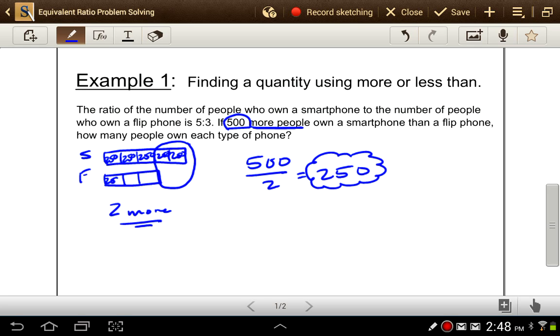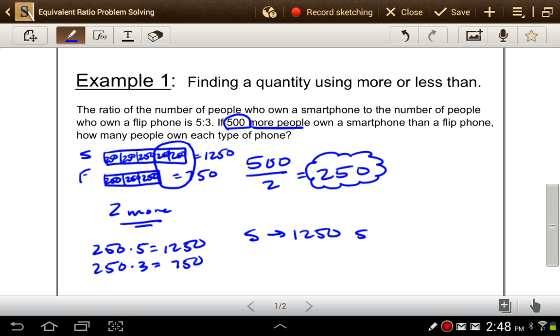Okay, and then I can do my math to figure it out. I have 5 sections of 250, so I do 250 times 5, and that's 1,250. And then I do 3 sections of 250, and that's 750. Okay, so my answer is, I have 1,250 smartphones, and I have 750 flip phones. If you want to verify your work, you can subtract those. 1,250 minus 750 is 500, and you can see that I have 500 more smartphones than flip phones.